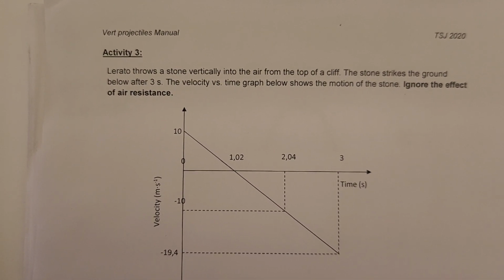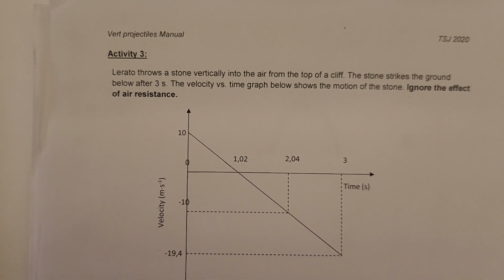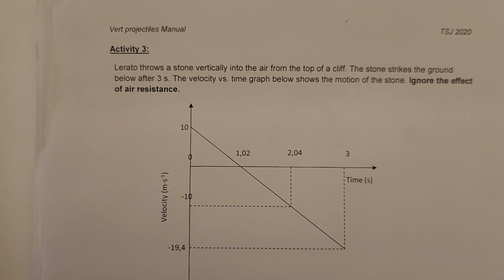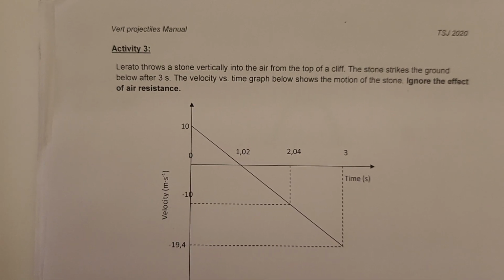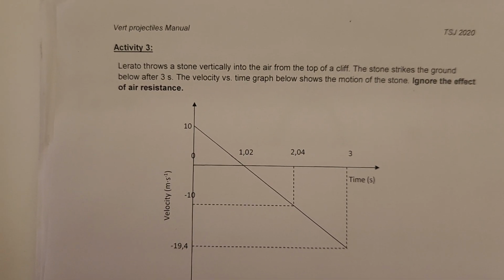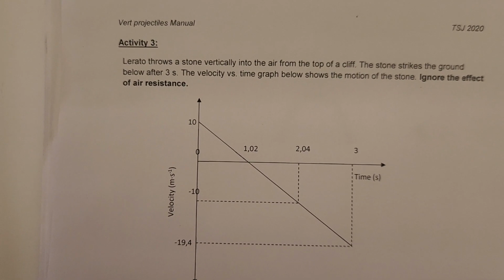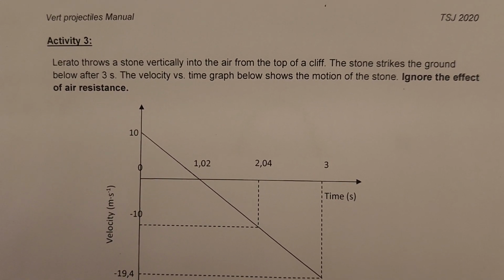A learner throws a stone vertically up into the air from the top of a cliff. The stone strikes the ground below after 3 seconds. The velocity-time graph below shows the motion of the stone. Ignore the effects of air friction. The moment we ignore effects of air friction, we know that now the stone becomes a projectile.